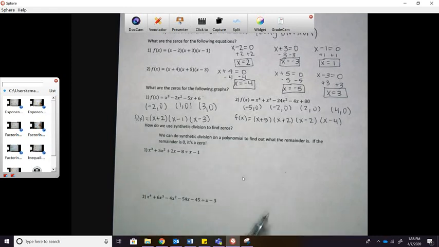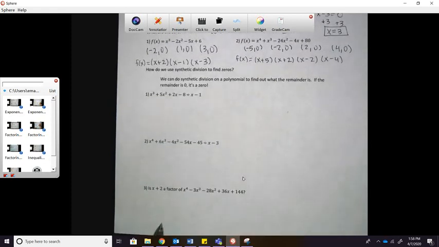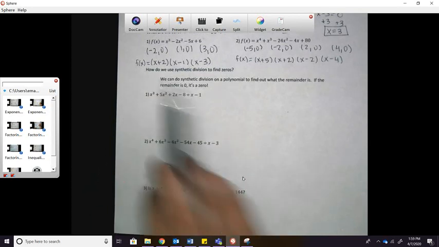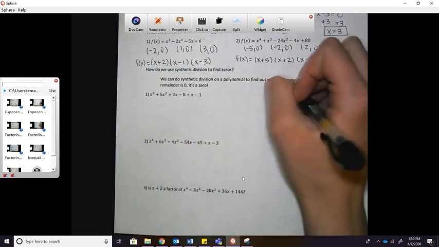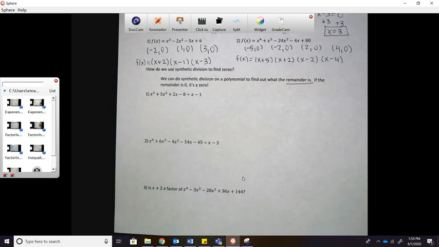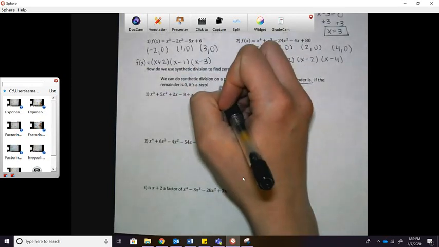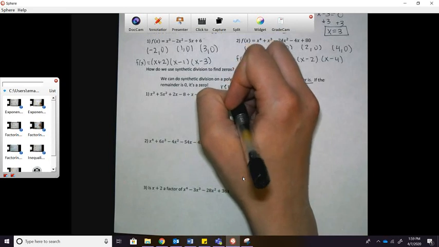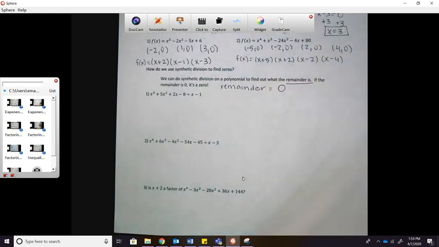So those 2 ways we focused on a ton first semester, and then we transitioned into synthetic and long division this semester. Synthetic division was the shortcut way, and we can use synthetic division on a polynomial to find out what the remainder is. If the remainder is 0, then it's a 0. So we are really looking for where the remainder equals 0. If it's anything else, it's not a factor.